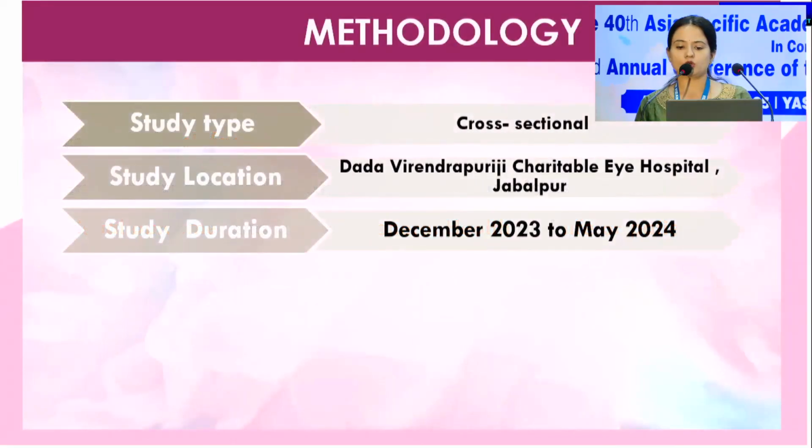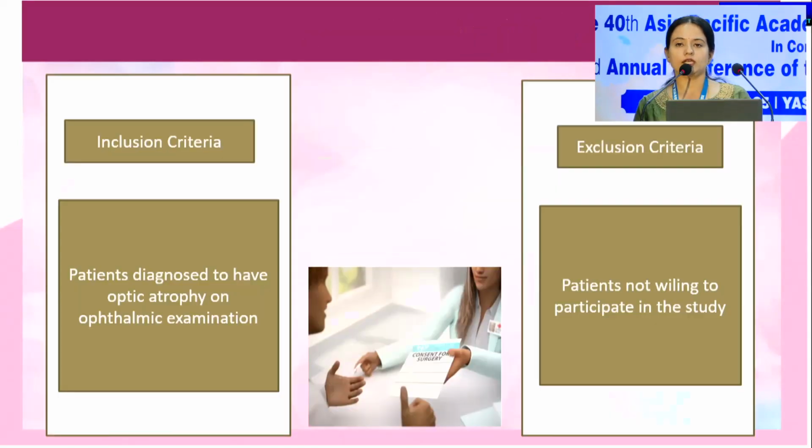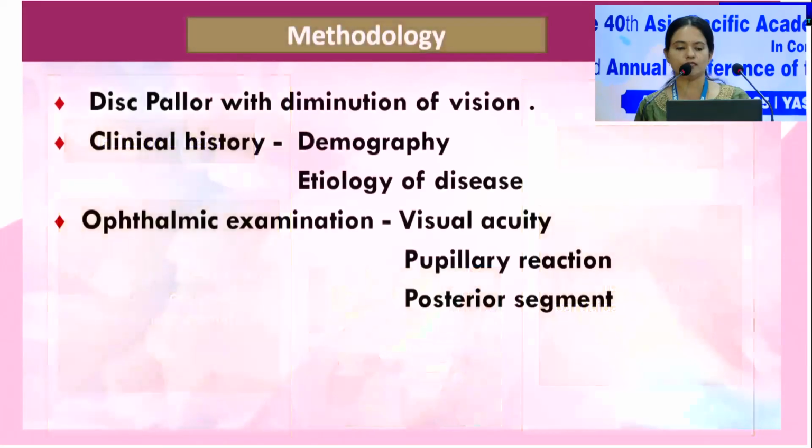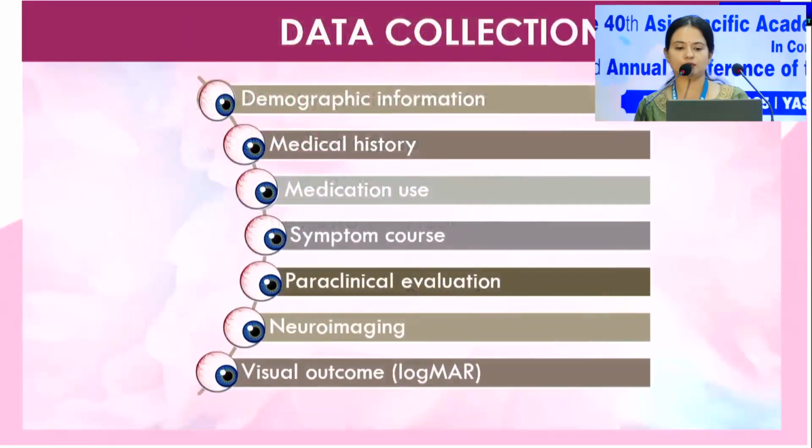It was a cross-sectional study performed at Dada Viren Puri Ji Charitable Eye Hospital, Jabalpur, for a duration of December 23 to May 24. Inclusion criteria was patients diagnosed to have optic atrophy on ophthalmic examination, and exclusion was not willing to participate in the study. Methodology: disc pallor with diminution of vision, demography, etiology of disease. Ophthalmic examination was conducted: visual acuity, pupillary reaction, and posterior segment examination.